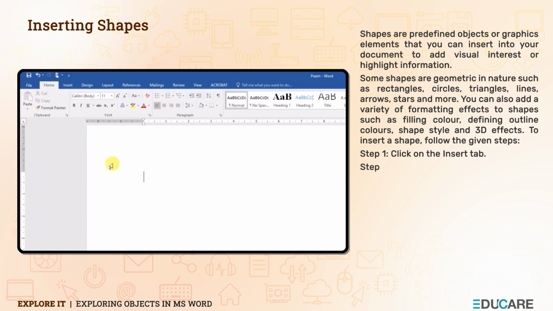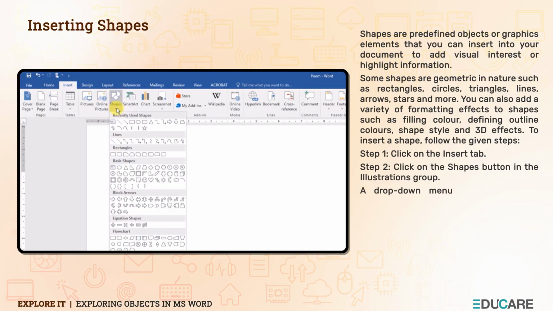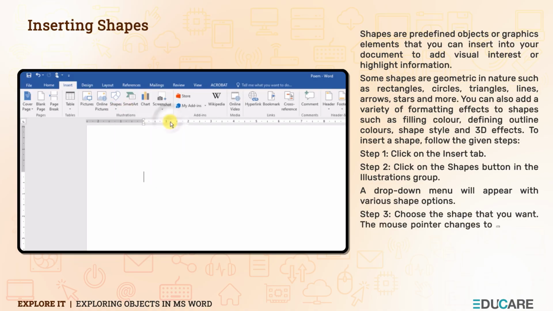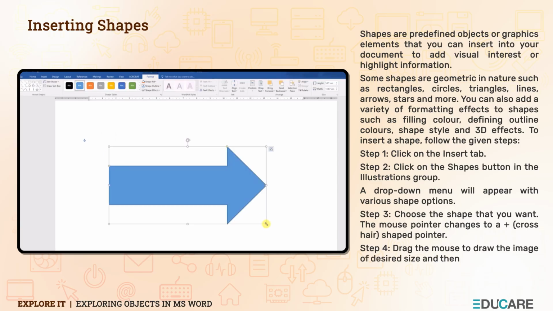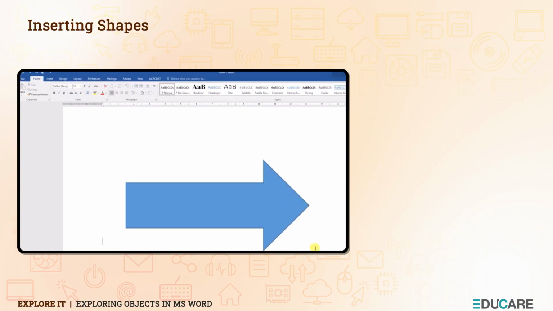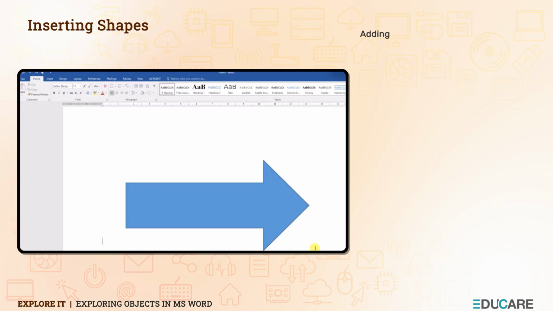Step 1. Click on the Insert tab. Step 2. Click on the Shapes button in the Illustrations group. A drop-down menu will appear with various shape options. Step 3. Choose the shape that you want. The mouse pointer changes to a plus crosshair-shaped pointer. Step 4. Drag the mouse to draw the image of desired size and then release the mouse button. 3D shapes can be inserted in MS Word 2019 using 3D Models option, present in the Illustrations group under the Insert tab.